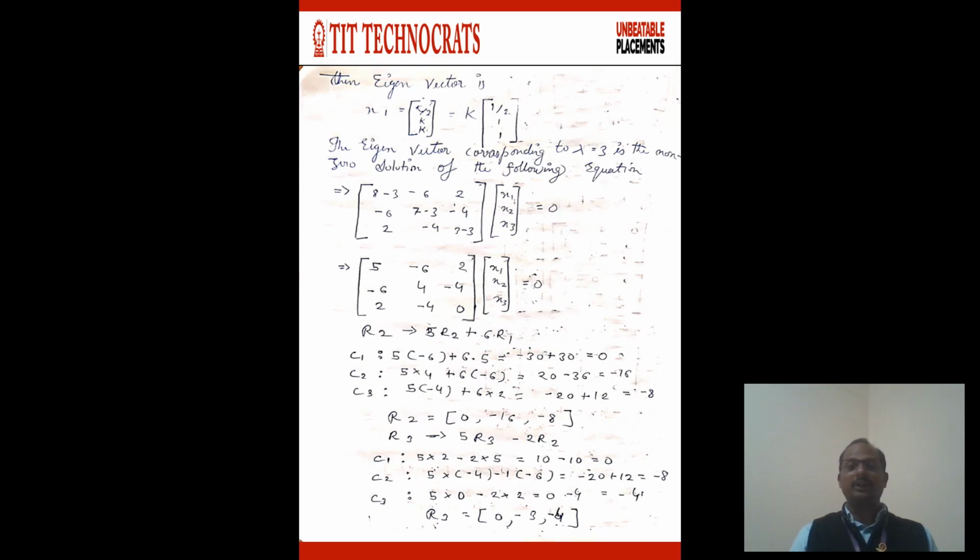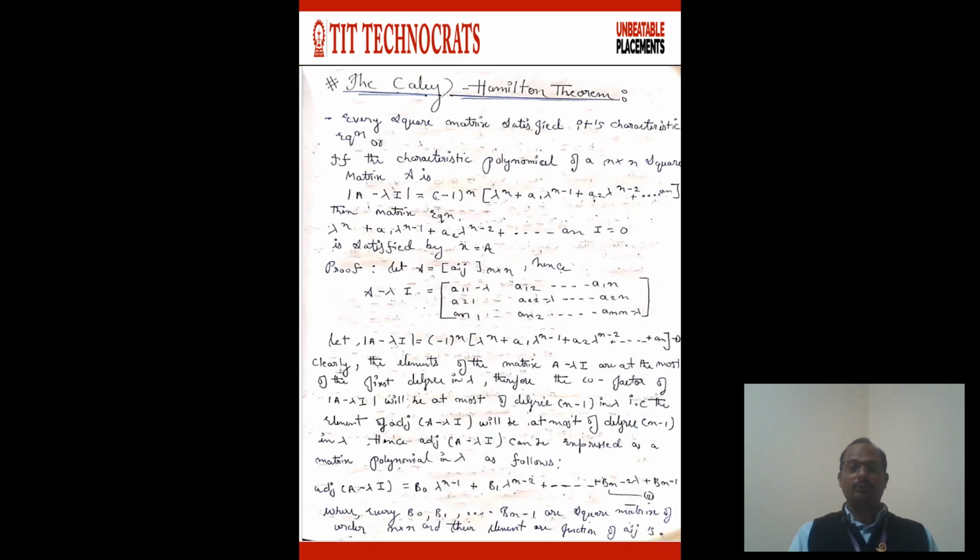In the same way, we can calculate for lambda equal to 3 and lambda equal to 15. The process is completely mentioned here, so you can pause the video and see the process also.